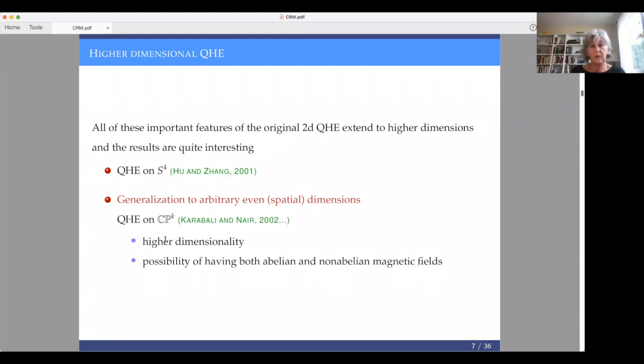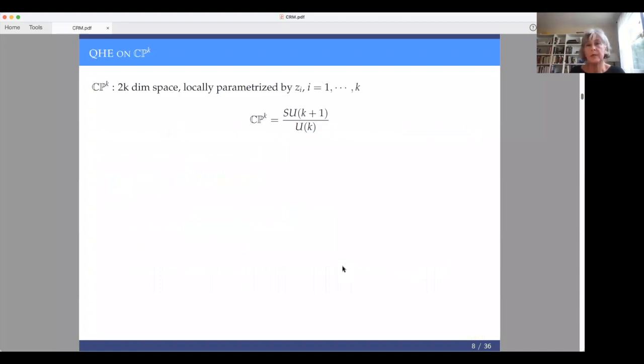There are two important features that come in this generalization. The first is, of course, one can introduce higher dimensionality. Second, it opens up the possibility of having both abelian and non-abelian magnetic fields. And I will say more about this later. In the case of non-abelian magnetic fields, these electrons, the charged particles, have essentially non-abelian internal degrees of freedom. Okay, so what I would like to do now is give you a brief idea about how one derives the single particle spectrum, and then I will continue with the many-body problem.